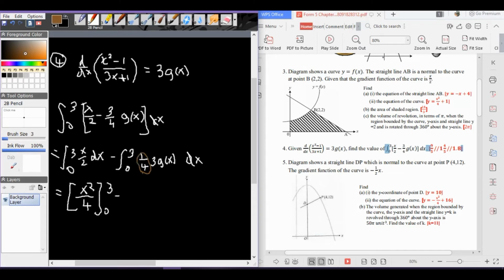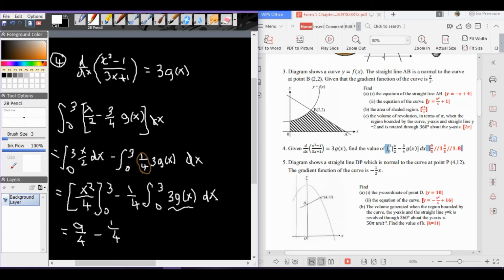1 over 4 is a constant. We can leave it outside. 1 over 4, integrate 0 to 3, 3gx dx equals to... okay, you can substitute 3 into x. So equals to 9 over 4 minus 0 over 4. So equals to 0.